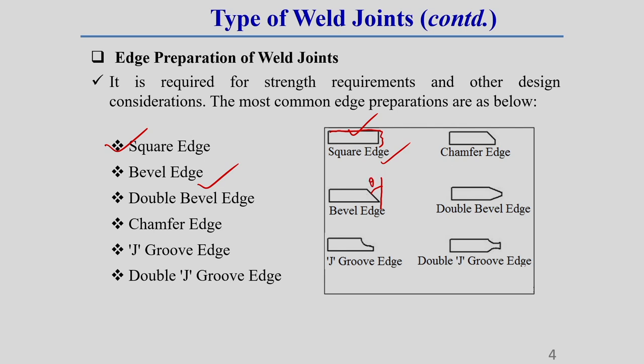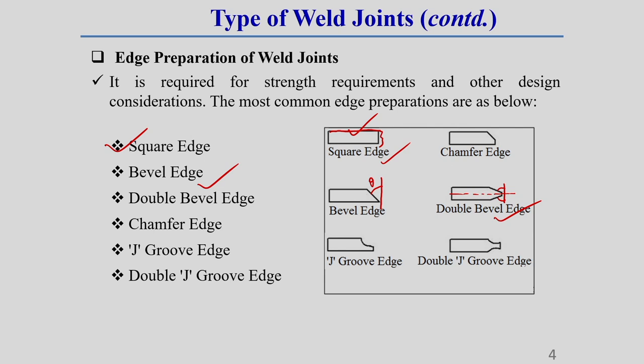Now, there can be single bevel types of S preparation, and there can be double bevel types of S preparation also. Double bevel S preparation means that along the mid thickness of this plate, a bevel operation is done on the top side and another bevel operation is done on the bottom side. So, this is called double bevel S preparation. Generally we do this double bevel S preparation once the plate thickness is a little bit higher.